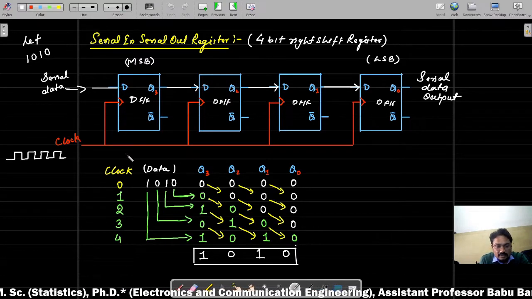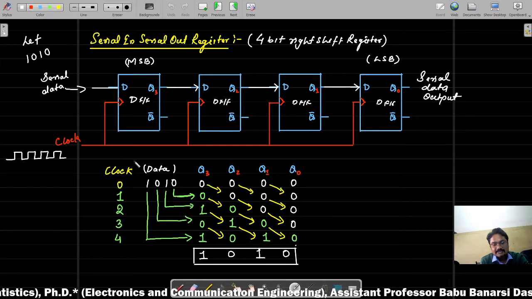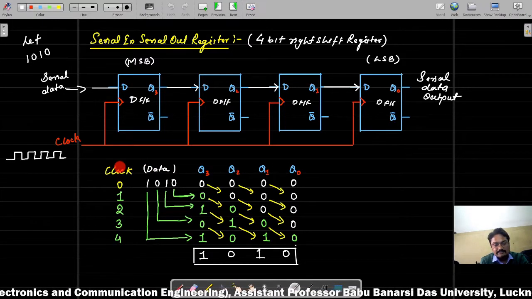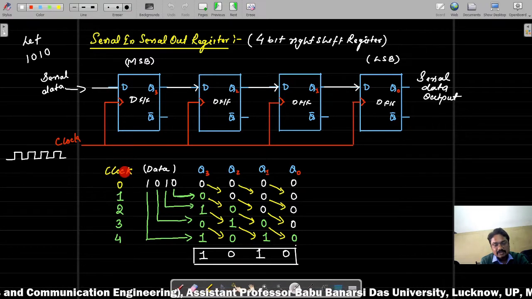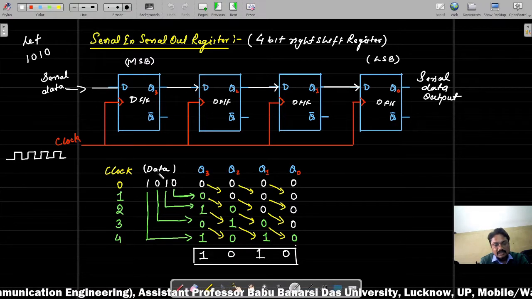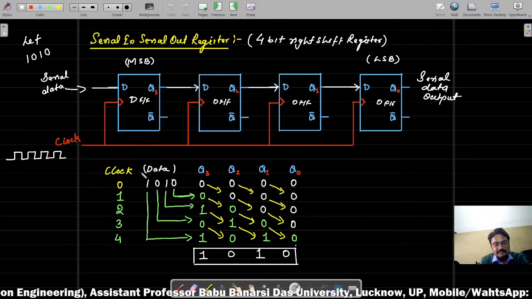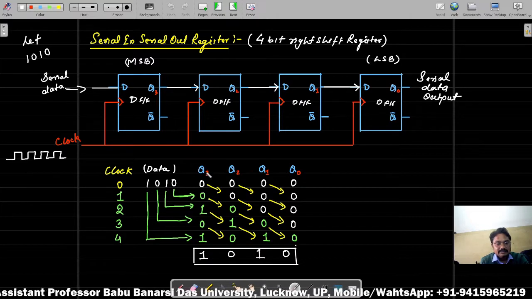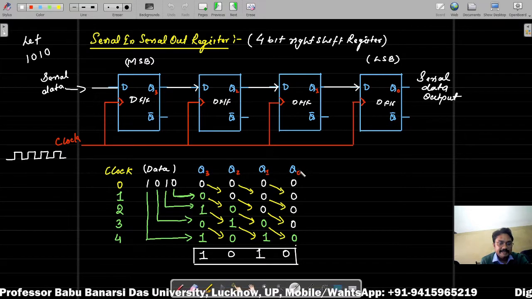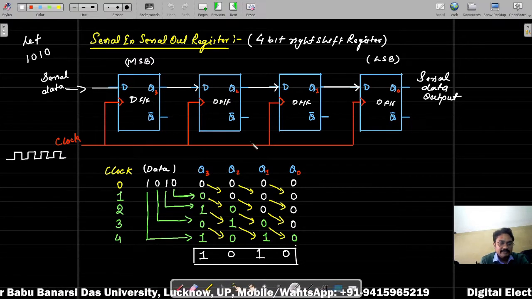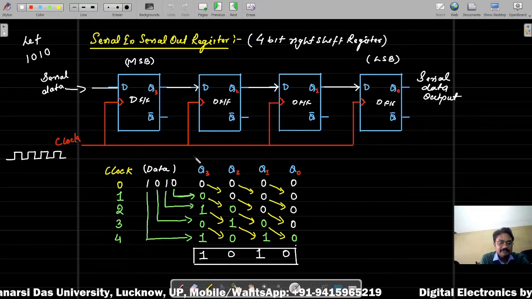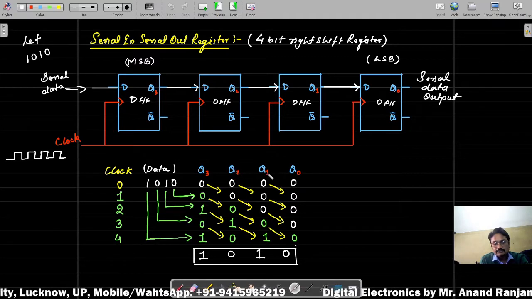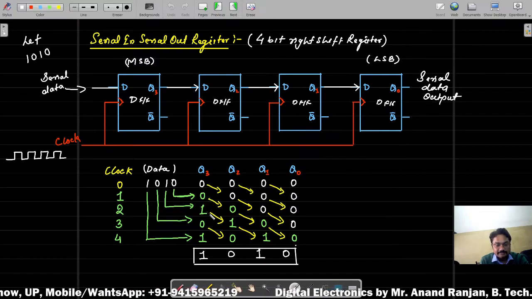So to understand the operation of this 4-bit right shift register, we draw this table over here, in which the first column represents the clock, the second represents the data which we want to serially input into this 4-bit right shift register, and the next columns represent the outputs of the different flip-flops. For example, the MSB flip-flop output is represented by Q3, followed by Q2, Q1, and Q0, which represents the LSB.